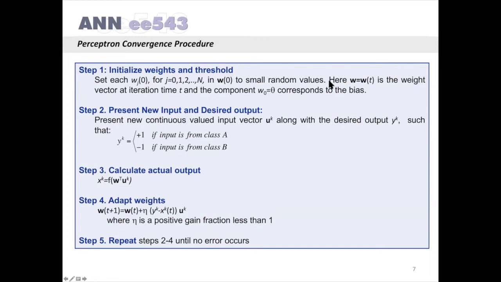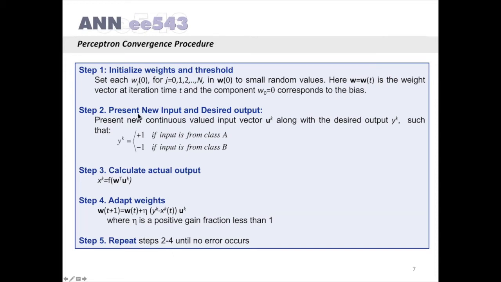Here, initialize weights and threshold. Set each wj(0) for j from 0 up to n in w(0) to small values, where w(t) is the weight vector at iteration time t, and the component w0, which is equal to theta, corresponds to the bias or threshold.